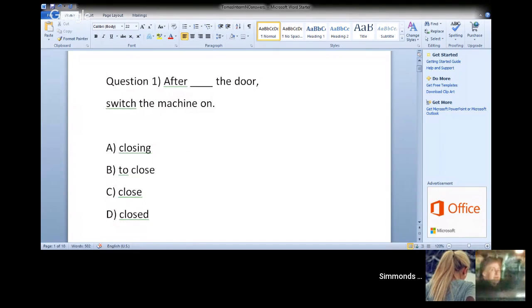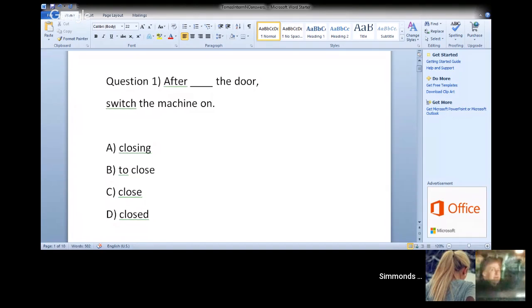After closing the door, switch the machine on. Okay, so closing is correct. And why did you choose closing? Basically, I'm used to hearing that word with after and a verb with ing. So this is why I chose it. Exactly. That's a perfect response. So after closing, the letter A is perfect.